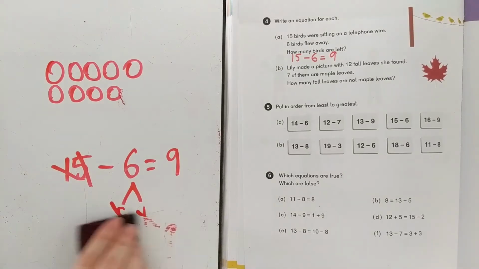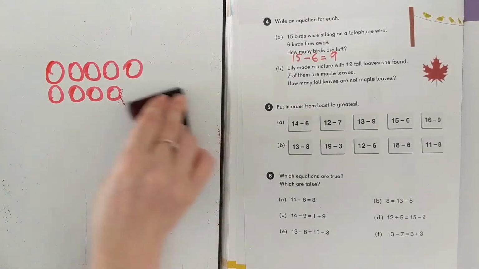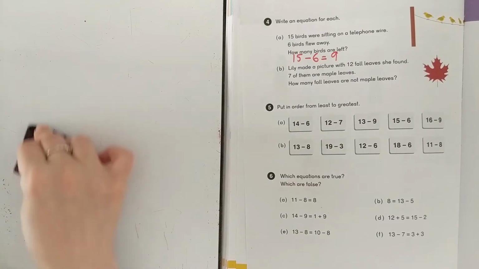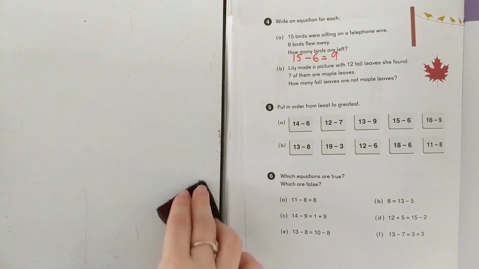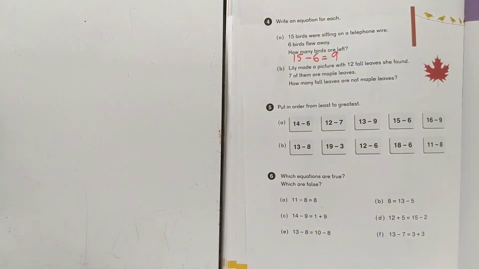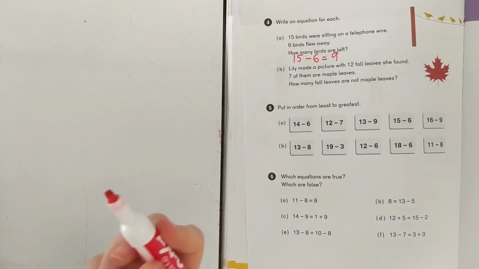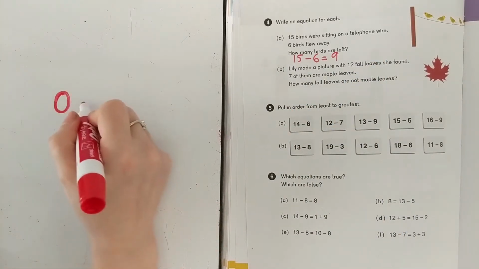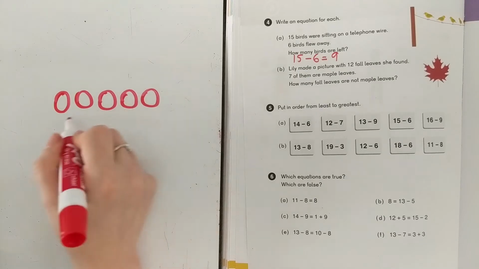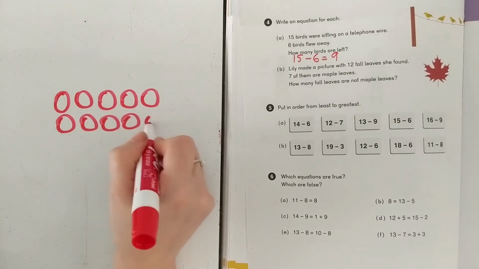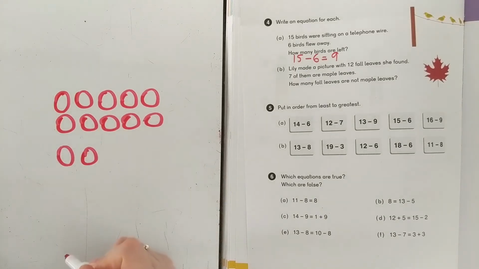Let's look at letter B. I'll read it. Lily made a picture with 12 fall leaves she found. 7 of them are maple leaves. How many leaves are not maple leaves? So I'm going to read it one more time and draw a picture of what I understood. Lily made a picture with 12 fall leaves. She found 12 leaves. 1, 2, 3, 4, 5, 6, 7, 8, 9, 10, 11, 12. There's her 12 leaves.